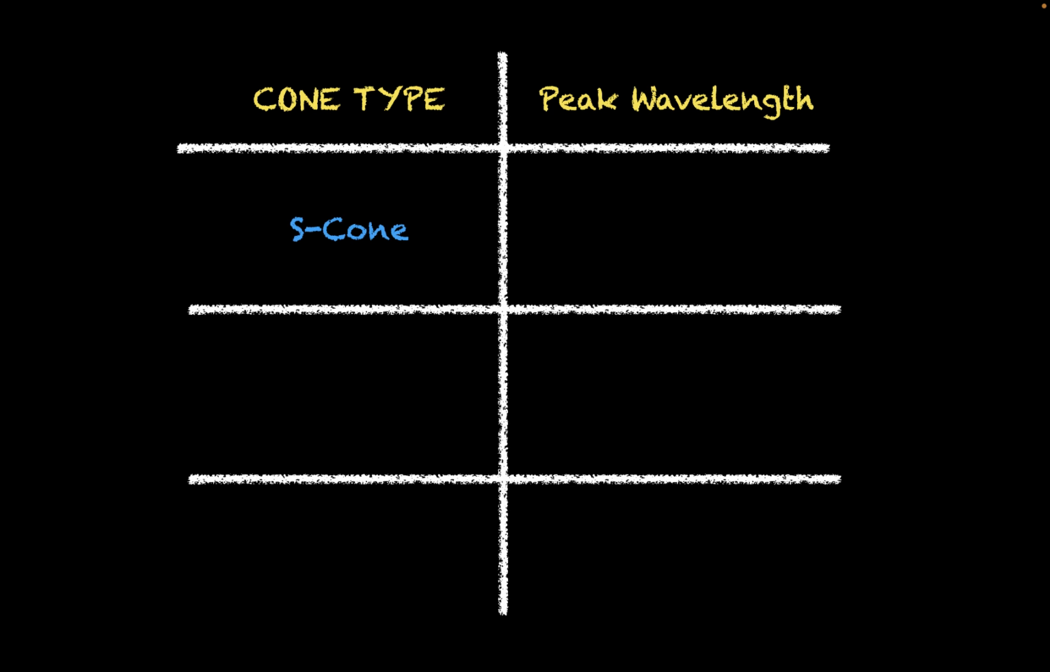Just as a reminder, let's summarize the peak absorbances for each of our cone cells. Our S cones had a peak absorbance or wavelength of around 420 nanometers. The M cones had a peak absorbance equal to 530 nanometers, and the L cones had a peak absorbance equal to around 560 nanometers. So now that we have that under our belt, let's explain how we have color vision.